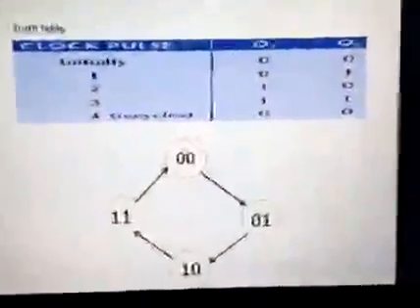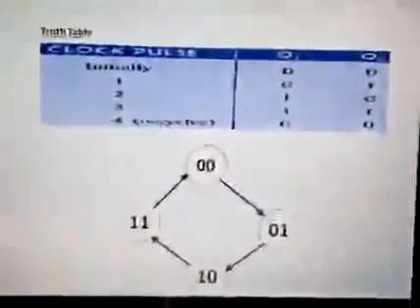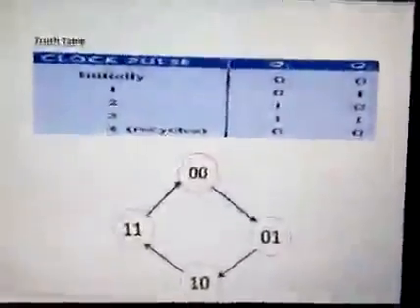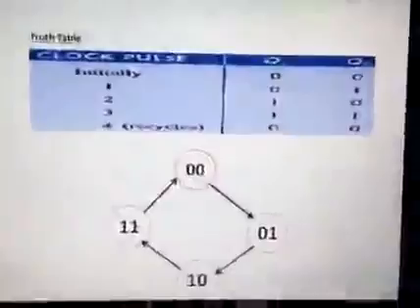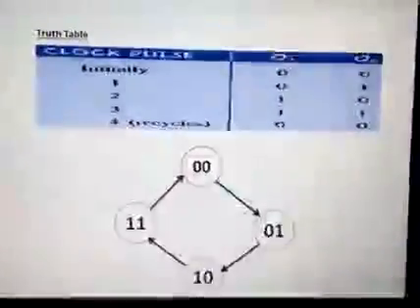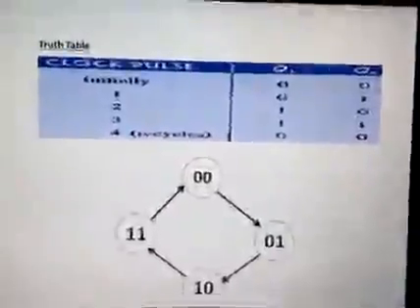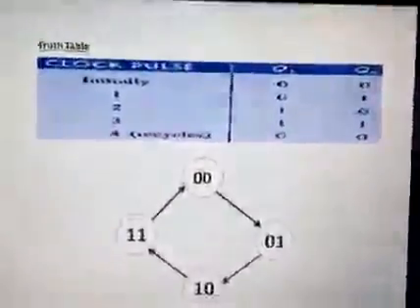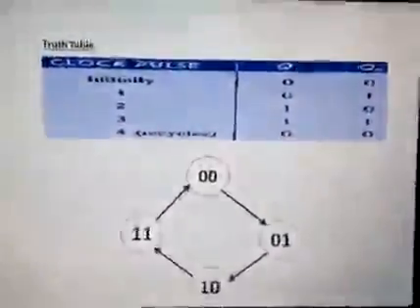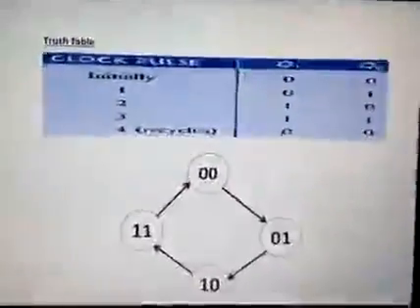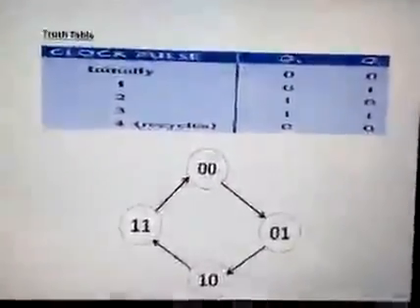Here is the truth table of the 2-bit asynchronous counter, for 2-bit up counting. Initially they are all 0, 0. Then the first negative edge trigger gives 0 and 1. The second gives 1, 0. Then the third gives 1, 1. And then the fourth recycles.